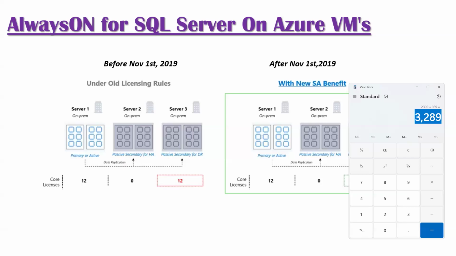Now, when you are going to purchase the license and you are going for high availability, how does my licensing work? That is also very important, sir. If they want to test your experience, they may ask this question. Now, before November 1st, 2019, for example, you are configuring high availability, especially Always On availability group.